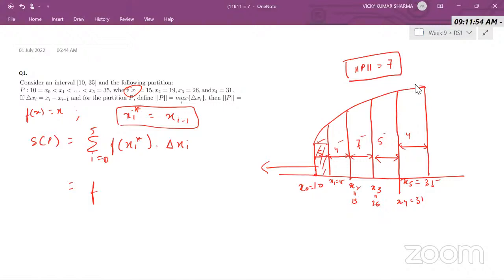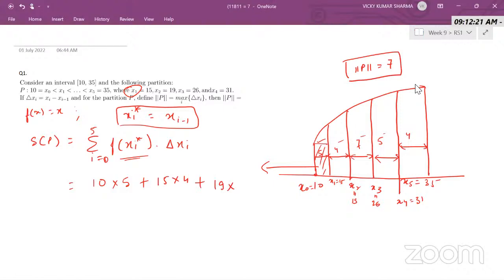We have to start from 10. f of 10 is the height. Right. So the height is 10 and the width is 5 plus, maybe I can just use this. What about the other one? 15 into 4. 15 into 4 plus 19 into 7. 19 into 7. 26 into 5.